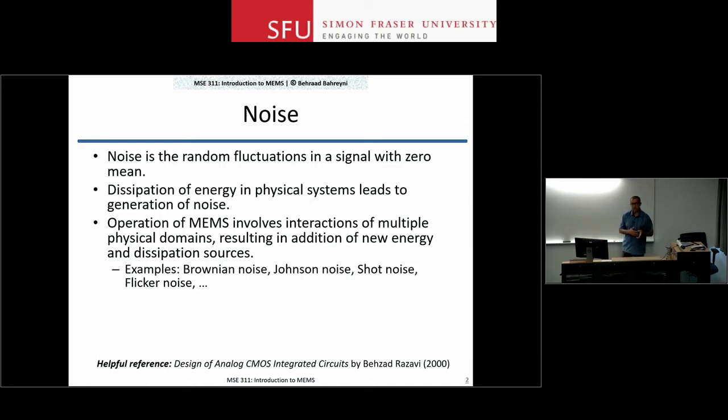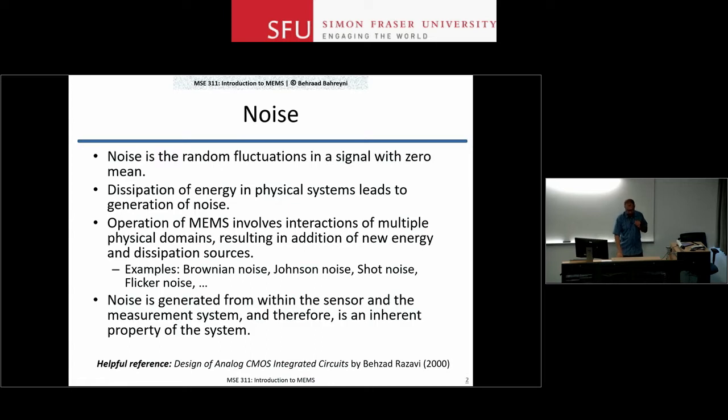Types of noises: in most cases we talk mostly about the noise in the electrical domain, but Brownian noise and Johnson noise and shot noise and flicker noise and all sorts of other noises, we'll talk about some of them today, are different types of noise sources that you have to account for. A lot of them are actually in the electrical domain.